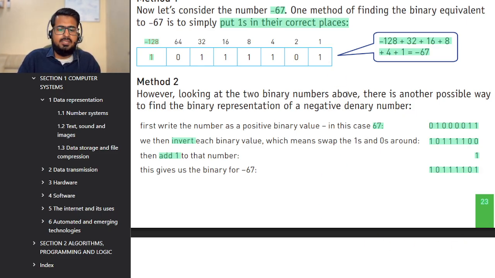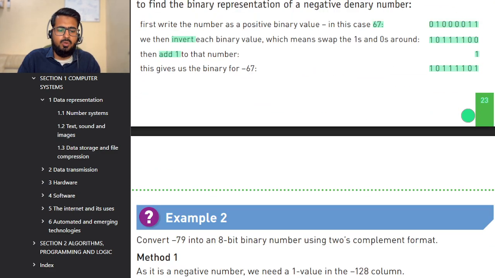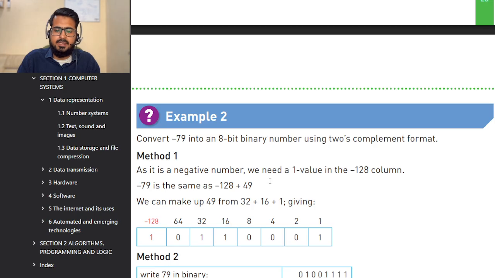So yeah, these are the two methods. You can use any method by your choice. The examiner doesn't mind. So let's have another example. Another example is minus 79. In minus 79, we will subtract 79 from 128, so we get the number 49. Then we convert 49 into binary. So 32 plus 16 plus 1 is equal to 49. So we put 1 on these places, right?